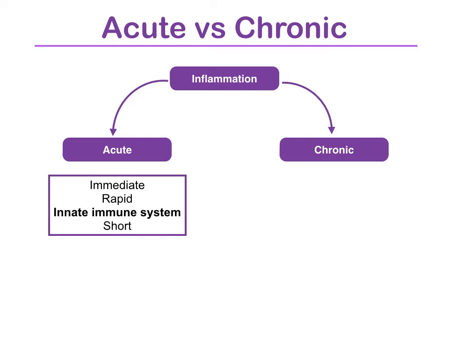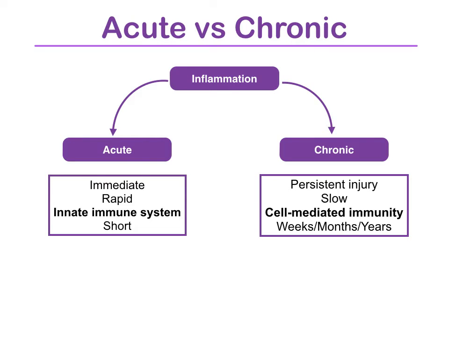Contrast that on the other side with chronic inflammation. There's some sort of persistent injury, some sort of persistent noxious stimulus that's causing a slow, gradual, mostly cell-mediated response from the acquired arm of the immune system. So things like lymphocytes, but also there's activity by macrophages as well. It's a cell-mediated process that can occur over weeks, months, or even years in certain cases.